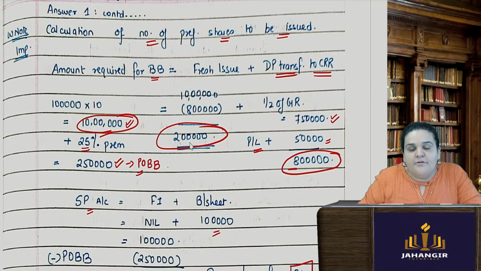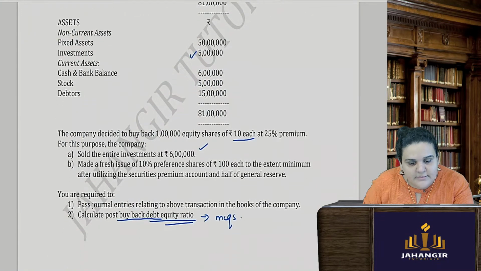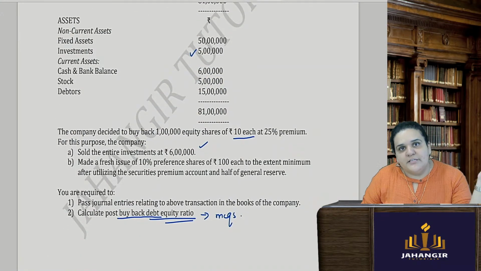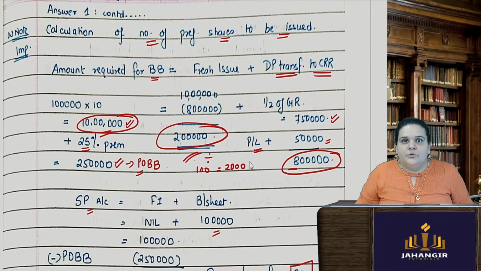Fresh issue will be of 2 lakhs. Okay, now fresh issue, what have they given us? 10% preference shares of rupees 100 each. So how many preference shares will I have to issue? 2 lakhs divided by 100. 2000 preference shares have to be issued.